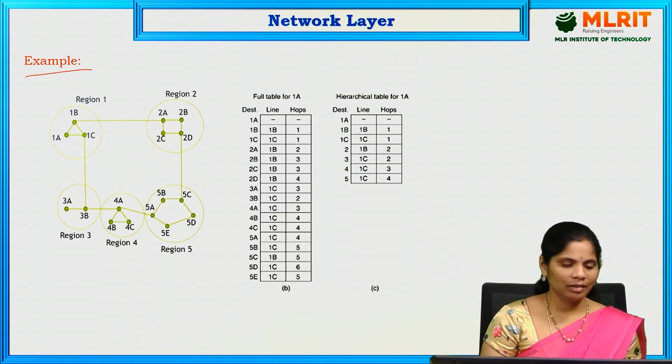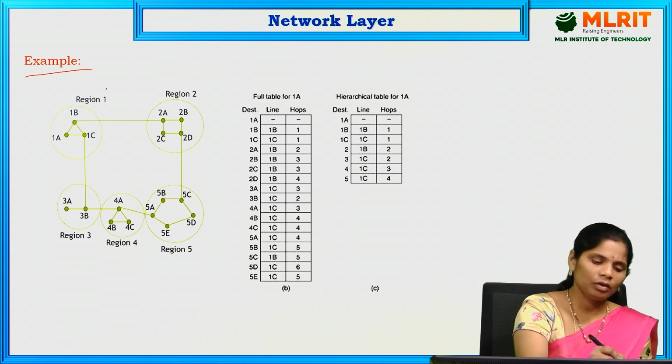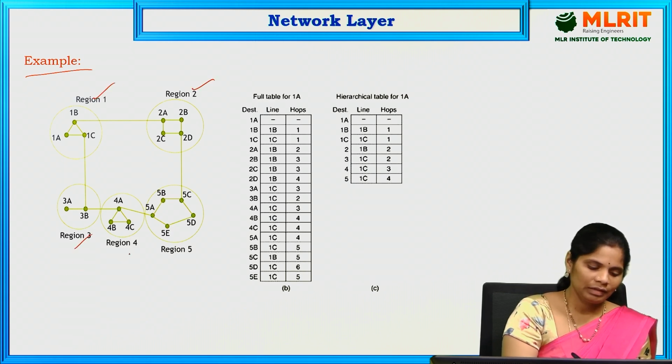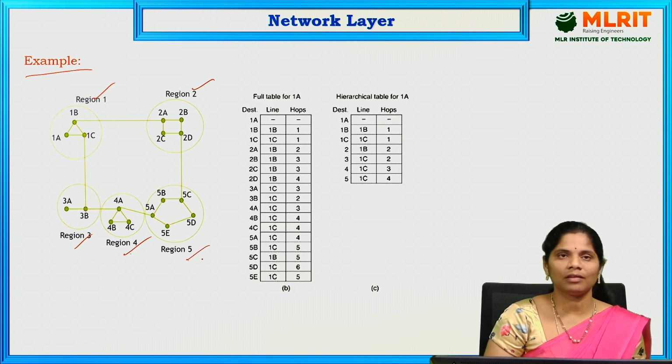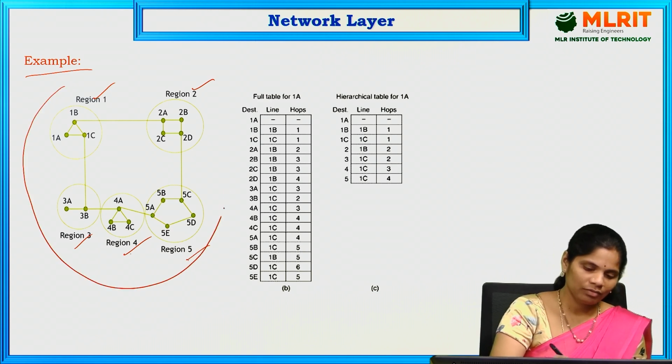See first, how many regions are there? Total region 1, region 2, region 3, region 4, region 5. 5 regions are there. And this total is called the cluster.